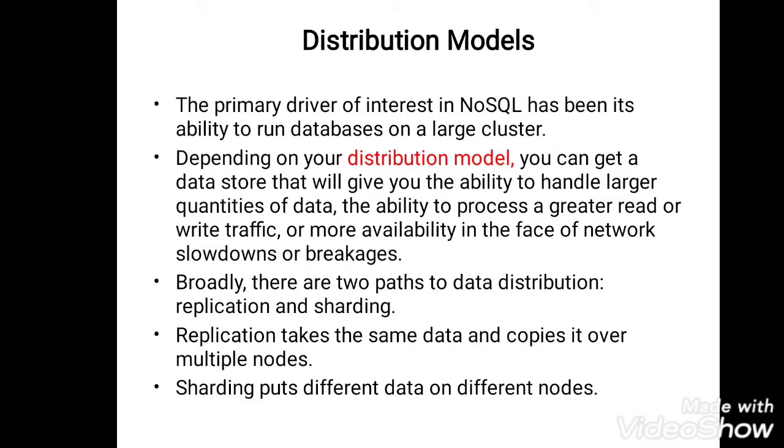NoSQL has four approaches. One is a key value store, second one is a column family store, and third is a graph database. So the first one is the document database model that we have discussed, second one is the key value store, third the column family store, and fourth one is the graph database. Graph database is also called a node database.